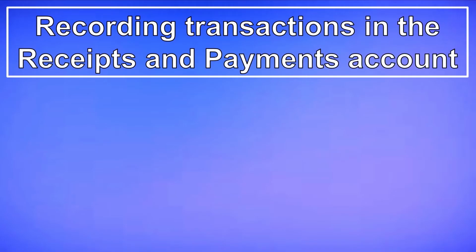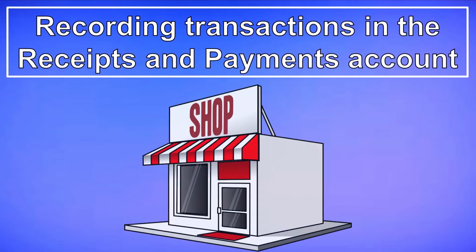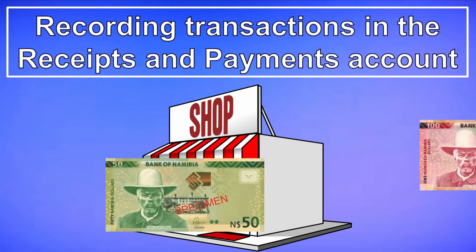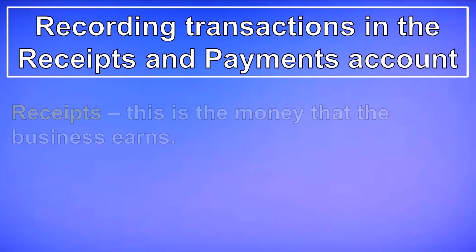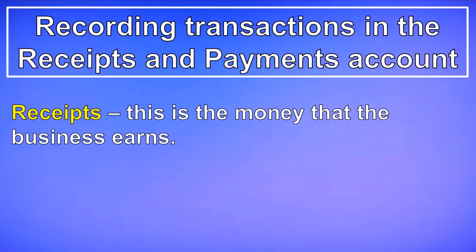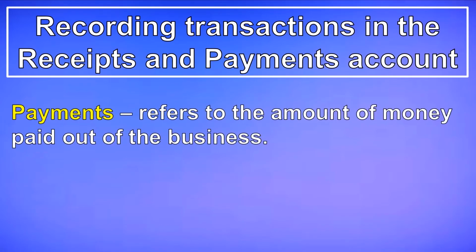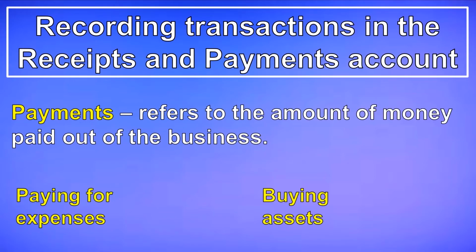Let us then move on to our second lesson objective, which is record cash transactions in the receipts and payments account. Firstly, the receipt and payment account is a book or a computer program in which we record all the cash or money that comes into an enterprise and all the cash or money that goes out of the enterprise. Receipts. This is the money the business earns. Example: sales, current income, services rendered, commission received, interest received, and many others. Payment refers to the amount of money paid out of the business, such as paying expenses or buying assets.